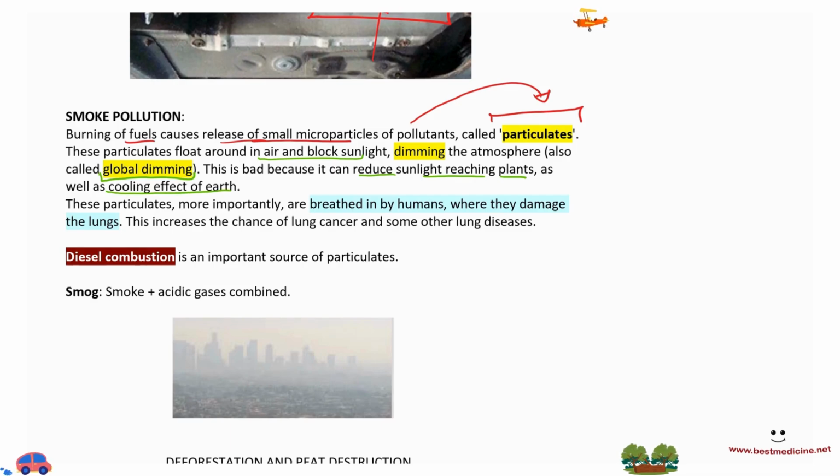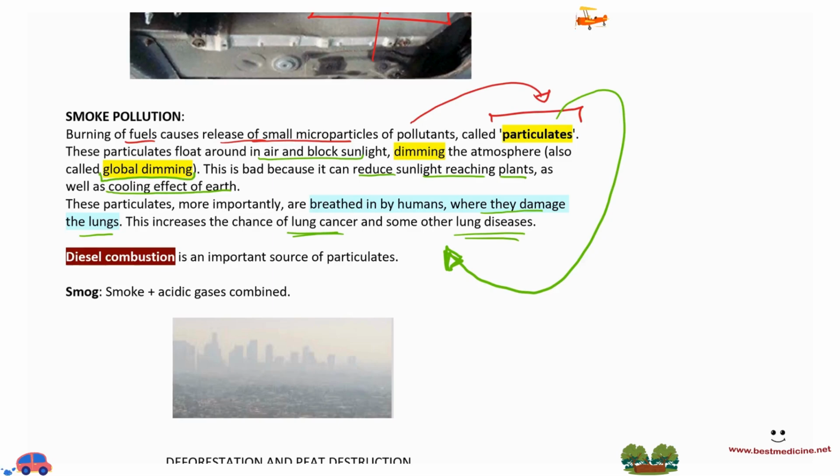Another very harmful relationship for particulates to humans is that these can be inhaled. When we breathe these in, they go directly into our trachea, bronchi, bronchioles and alveoli and damage them. So when we inhale them, they damage the lungs. This can increase the chance of lung cancer and other lung diseases.